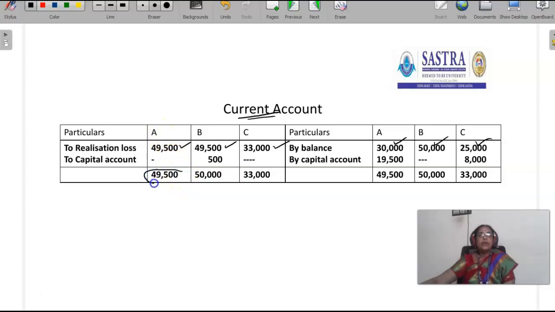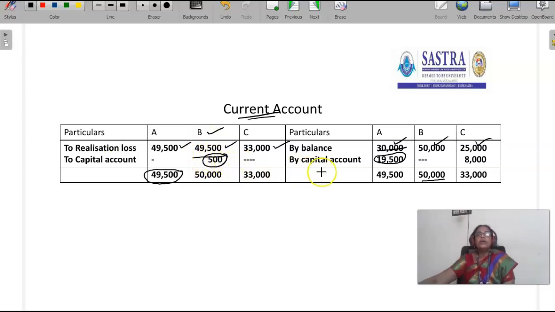So now we first close partner A's current account. Here the debit balance is 49,500. The opening balance of current account is 30,000. The difference is 19,500. The entry would be A's capital account debtor to A's current account. Then go to the second case, B's current account. Here the credit side balance is 50,000. Debit side the balance is 49,500. So 500 rupees is the difference. The entry is B's current account debtor to B's capital account.